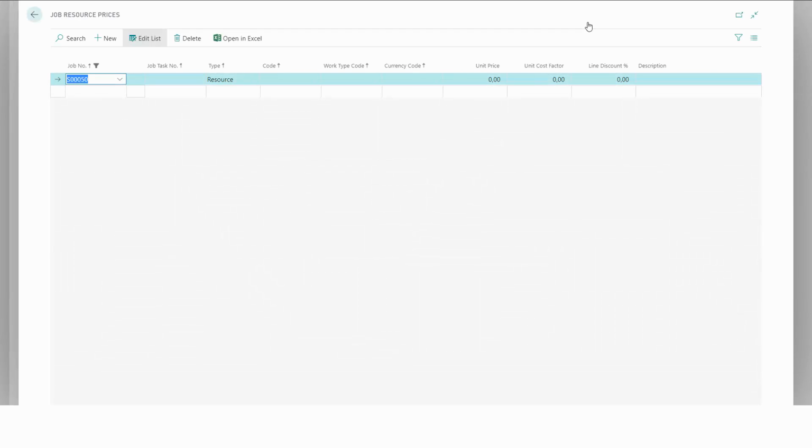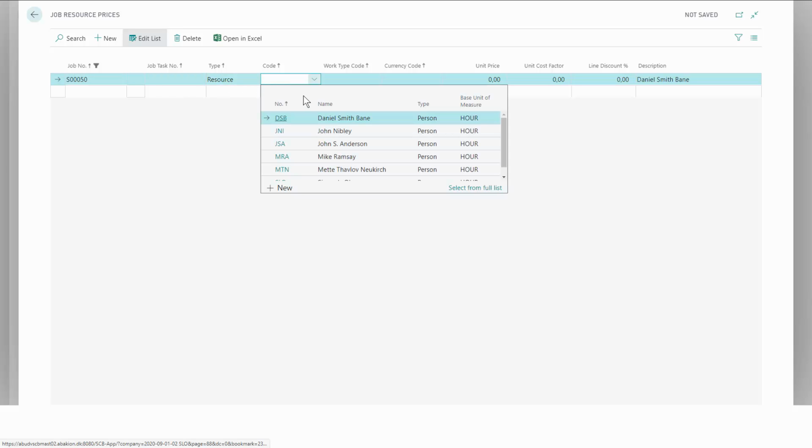One important thing to understand regarding prices is that a blank code, for example in job task number, means that the price will cover all job task numbers. So here on job S00050, job task number blank, I can set up a resource price for a specific resource.